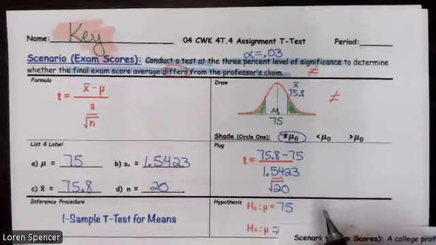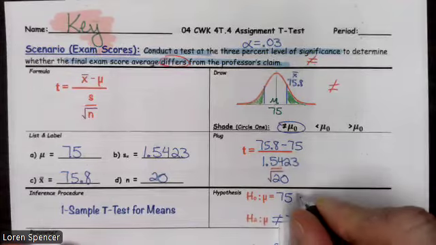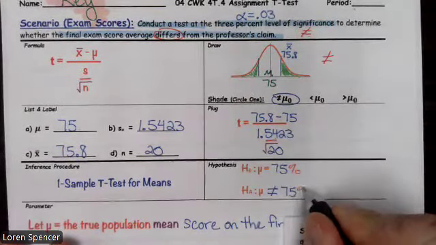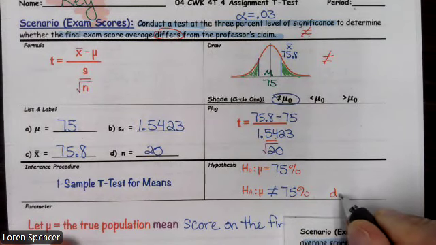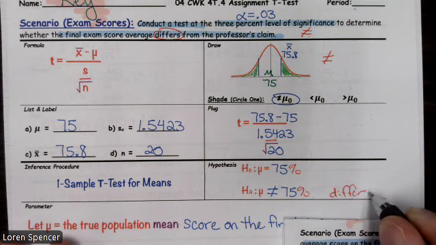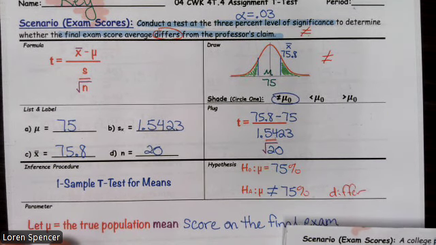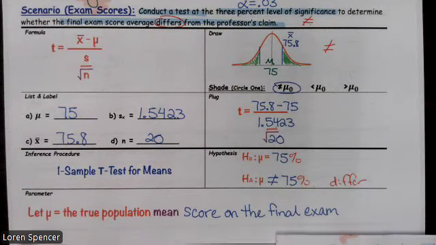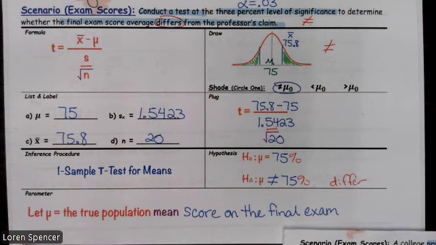So the hypothesis, the null is the mean is 75%. The alternative is it's not equal to 75%. And that's because of the word differs. Does it differ from the claim of the professor? So our sentence stem is the same. Let mu equal the true population mean score on the final exam.